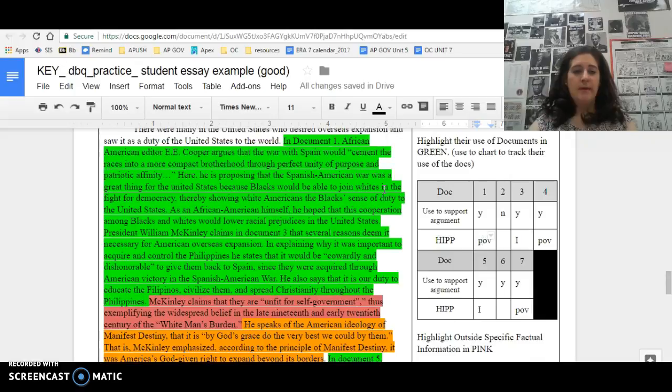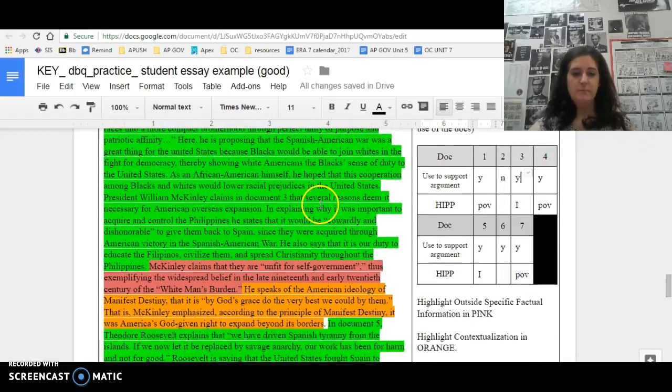President McKinley claims in document 3 that several reasons deem it necessary for the United States overseas expansion, and explaining why, blah, blah, blah. Again, this student spends quite a long time summarizing the document, but he does clearly connect it back to pro-expansionists. So again, they're going to earn that yes check for the use of the document.